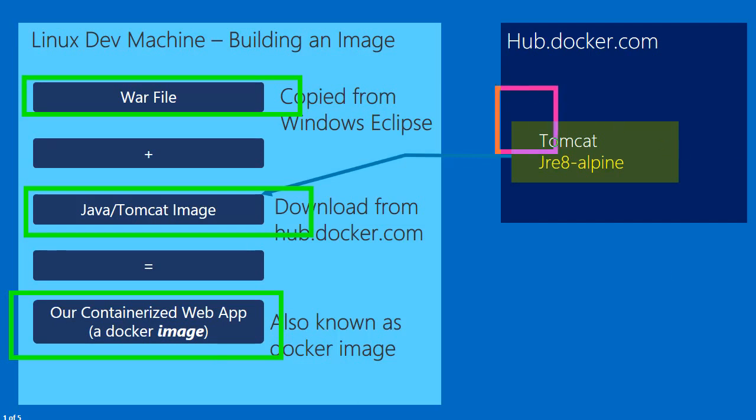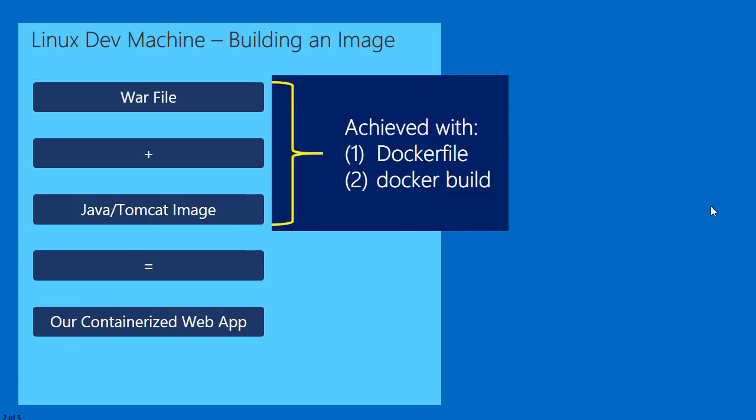And as you can see over here, the actual Tomcat Java image is already there at hub.docker. We just need to layer in our application. So the question becomes, how do we combine those two elements? How do we take our WAR file that has our Java app, and how do we attach it or embed it into a Java Tomcat image?